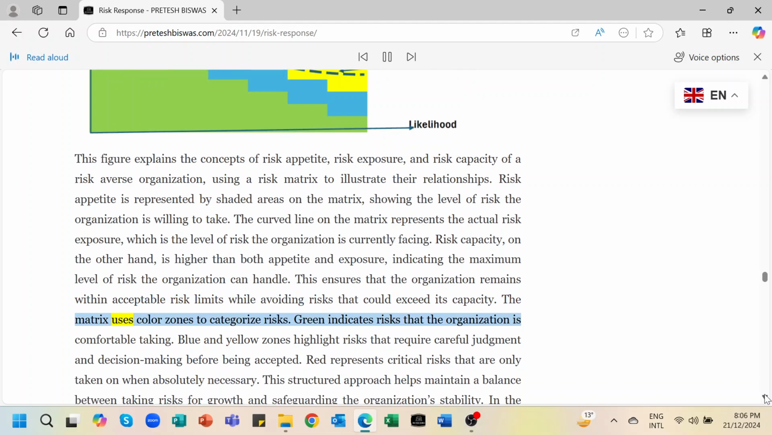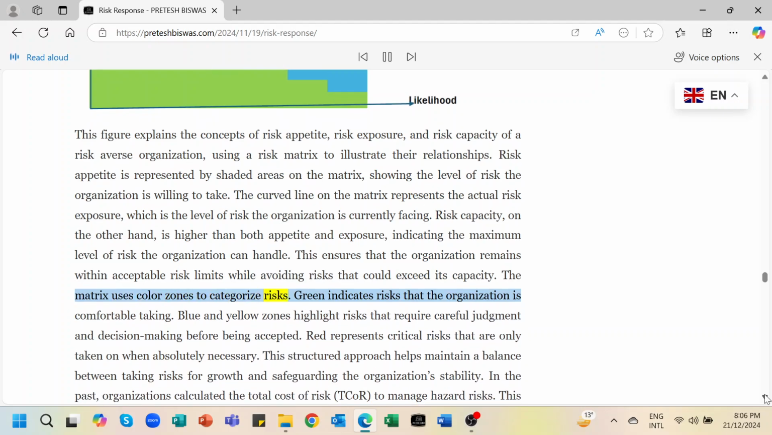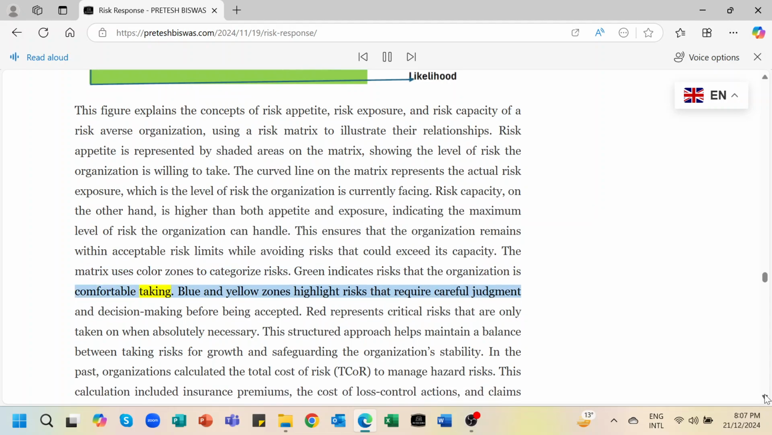The matrix uses color zones to categorize risks. Green indicates risks that the organization is comfortable taking. Blue and yellow zones highlight risks that require careful judgment and decision-making before being accepted.